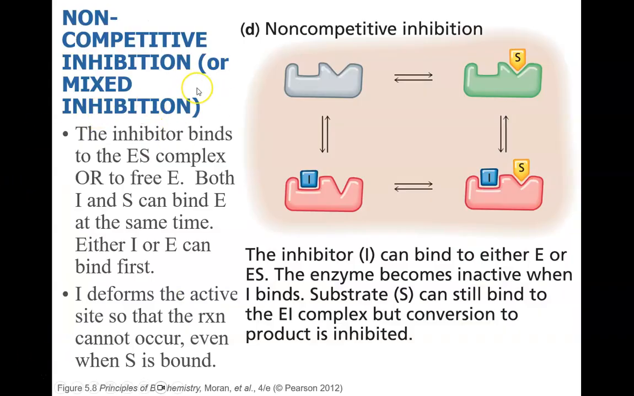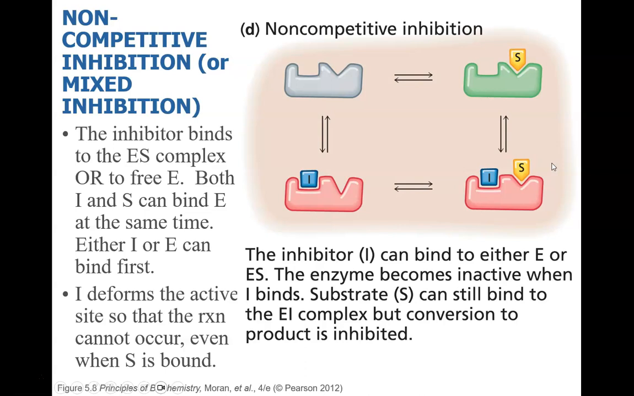What about non-competitive inhibition? These names can be a little difficult, uncompetitive and non-competitive. But a non-competitive inhibitor binds either to the enzyme or to the enzyme substrate complex. It can bind to both, and it doesn't matter which one binds first. So the substrate can bind, and then the inhibitor can bind second, or the inhibitor binds first and the substrate binds second. Again, this one doesn't bind to the active site, it binds somewhere else, and it's not really shown very well in this figure, but the active site is deformed.